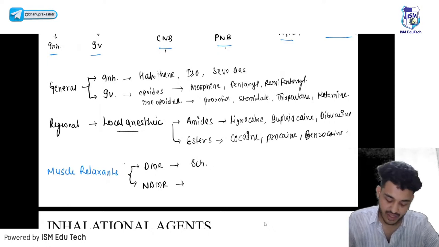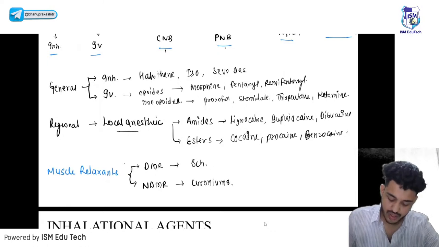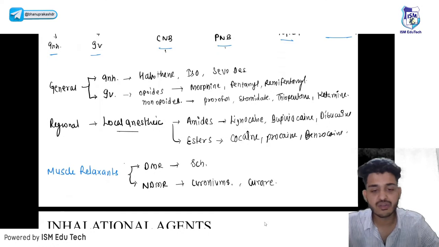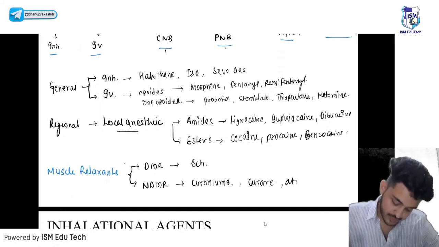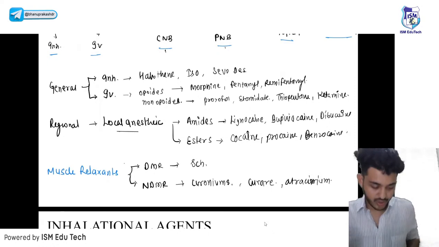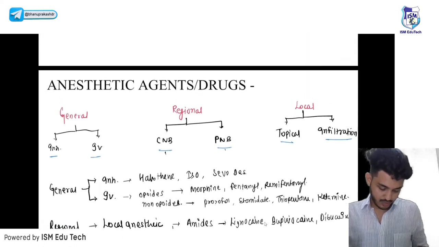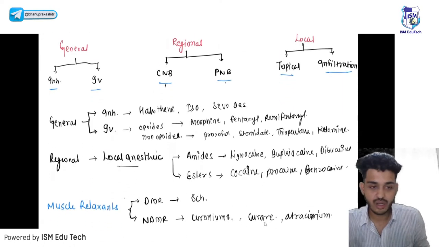For non-depolarizing muscle relaxants, we have two classes: the curoniums and the curares. We will be studying vecuronium, rocuronium, atracurium, all those things. So this is just a short introduction. That will be the anesthetic drugs that we are using in anesthesia.